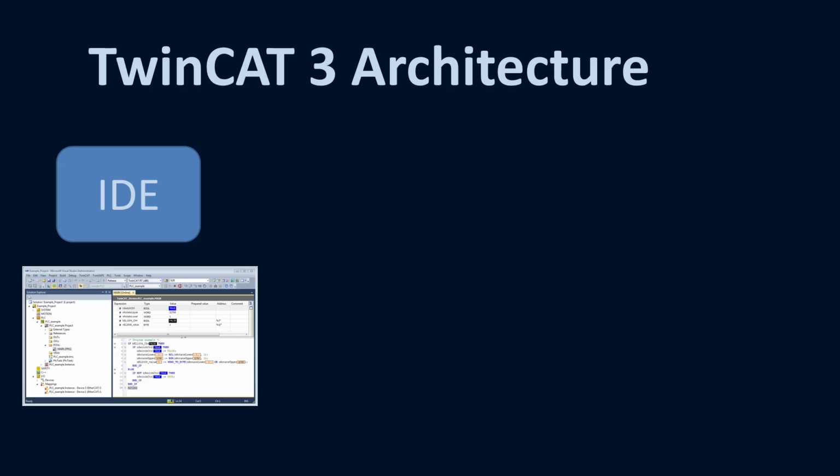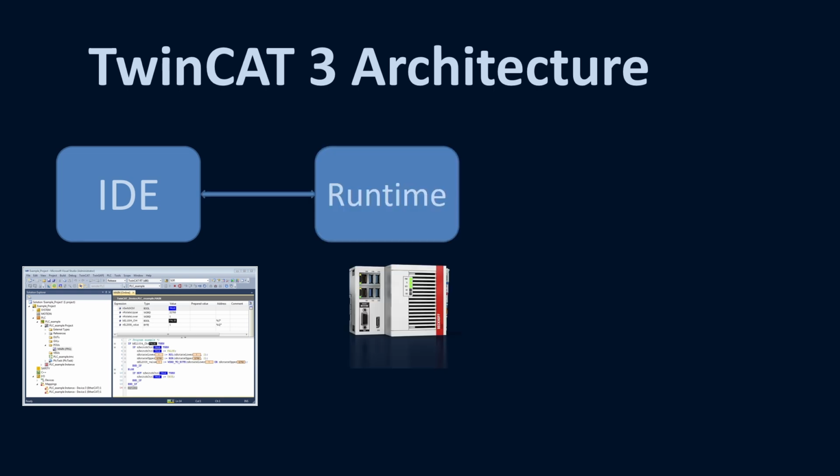So I would like also to talk about the architecture of TwinCAT 3. The basic architecture is the following. TwinCAT 3 has an IDE, which is the software like I explained before, and it's the interface where you as the engineer, the PLC programmer, write your program. And after you have written your program, the other part is the runtime.